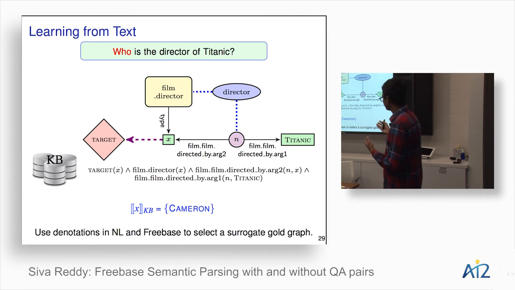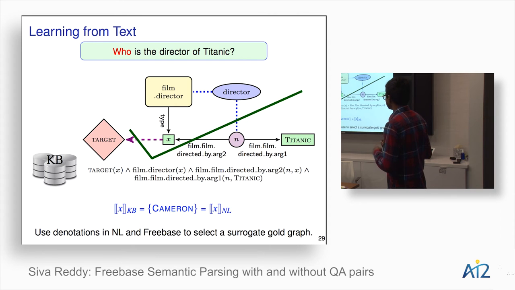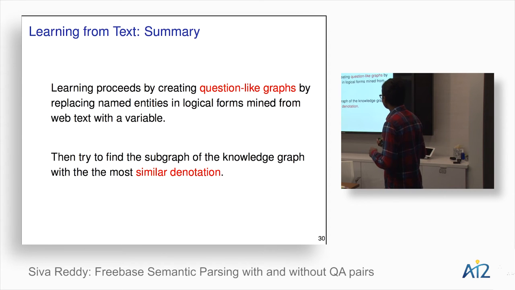But for the other graph, we could see that it's Cameron. So here, X directed Titanic, and this is the graph which we need. So I use this graph as a surrogate goal graph. It's not perfect, but it could be the answer. I take this as my graph pairing. So what I did is, learning proceeds by creating question-like graphs from declarative sentences, and then I try to find the best Freebase graph that has the most similar denotation to my question graph.